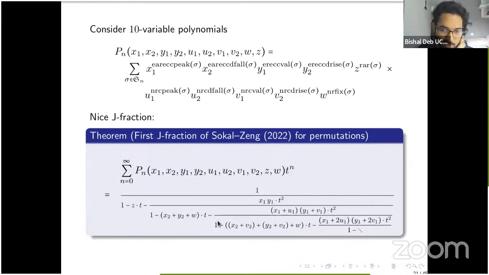And similarly, over the coefficients of t, here you have the contribution of record anti-records only in this term. And then you have x2, y2 plus w over here, and then x2 plus u2, y2 plus v2 plus w, that's the contribution here. So this is really a nice J fraction that you can obtain in 10 different variables.